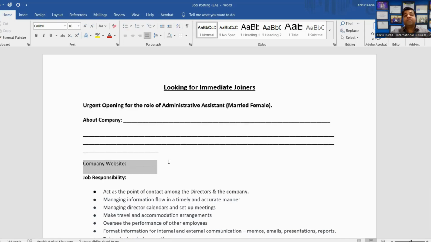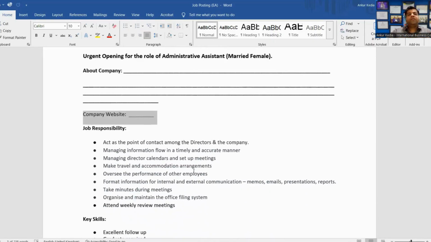If you can give a website link, that's a great add-on, because if people get to know about the company through a website, it gives them a little sense of relief that yes, they are going into the right environment.